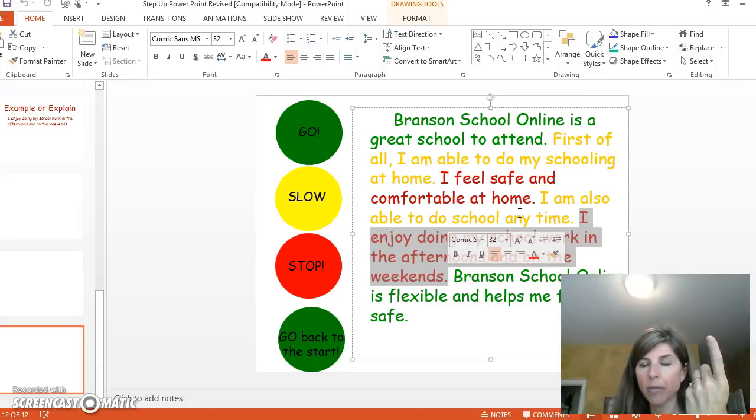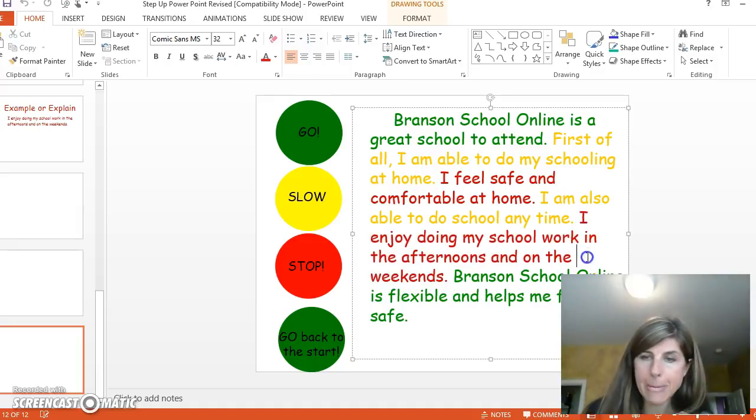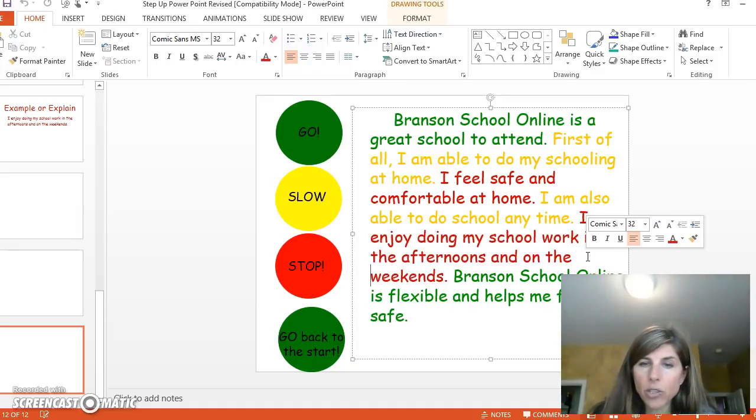So you don't want to just have a bunch of yellow sentences. You want to have its buddy with it, which is yellow, red. Reason, detail, or fact is the yellow. Stop your explanation sentence as your red. I enjoy doing my schoolwork in the afternoons and on the weekends, because they're explaining. So the red sentence explains when they can do it. It says school at any time. Well, they can do it in the afternoons and the weekends.